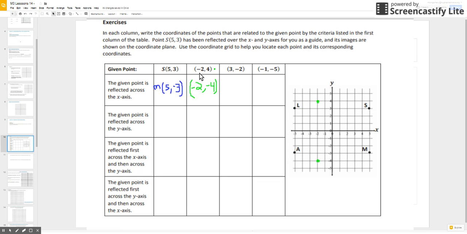So I'd like you to pause the video. I want you to try to fill in these two. Using the coordinate plane, see what you come up with. See if that pattern stays the same: x value stays the same, and y value is its opposite. When you come back, we're going to go over the next row.